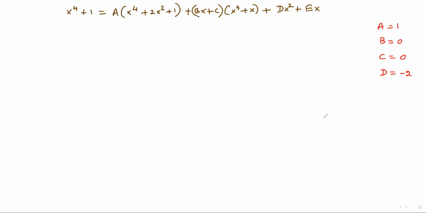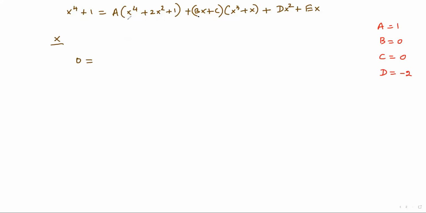Already we got the values of 4 constants a, b, c, and d. That is a is equal to 1, b is equal to 0, c is equal to 0, and d is equal to negative 2. Now we have to get the value of the constant e. Already we have compared the coefficients of x to the fourth power, x to the third power, and x square. Now I'm going to compare the coefficients of x. Here I don't find any term on the left side which contains x. So the coefficient of x on the left side is 0. If I look at the first term on the right side, a times x to the fourth power, 2x square, plus 1.